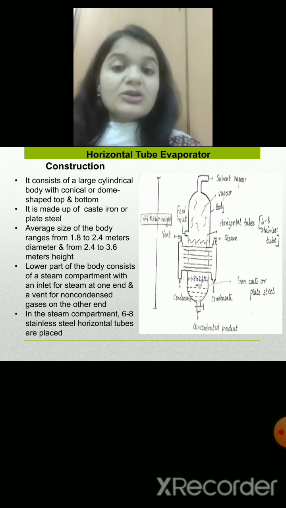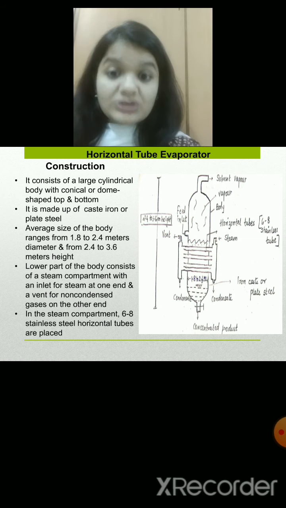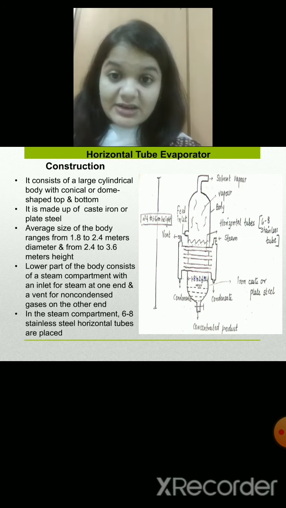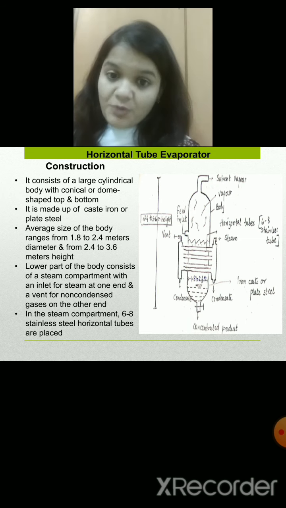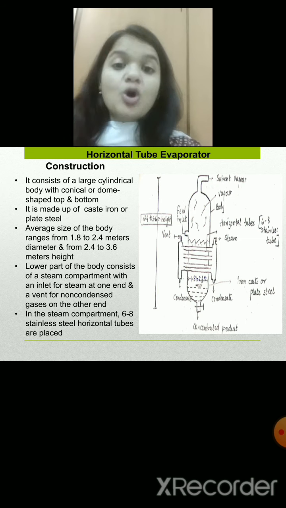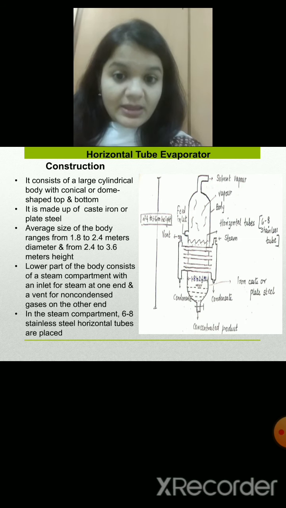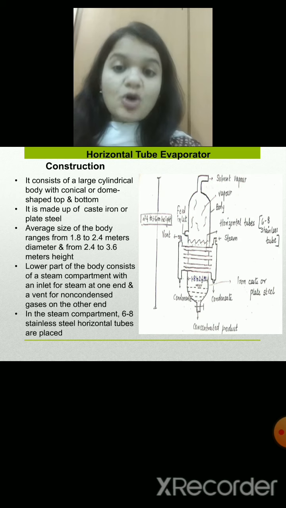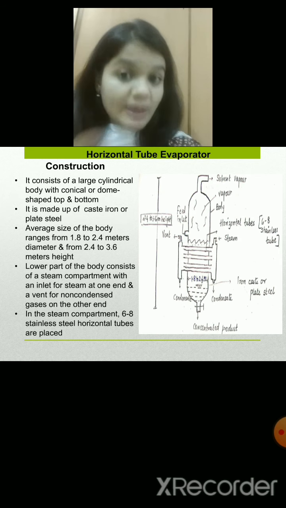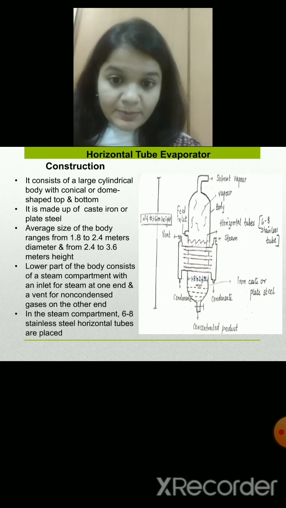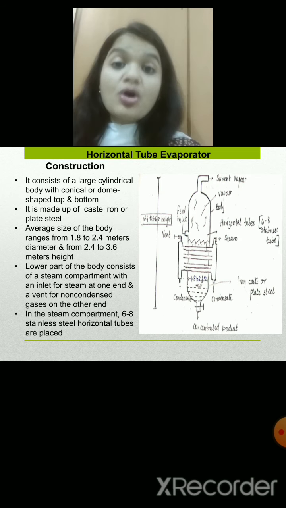The height is about 2.4 to 3.6 meters and the diameter is 1.8 to 2.4 meters. Now, the lower part of this cylindrical body has, as you can see, horizontal tubes arranged. These horizontal tubes are for providing the steam to the liquid which is there in the steam compartment. There is a vent, and there is a condensate collection. A vent is used for collecting non-condensed gases or liquid.